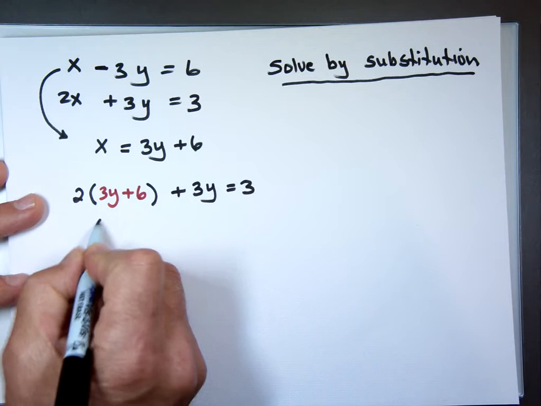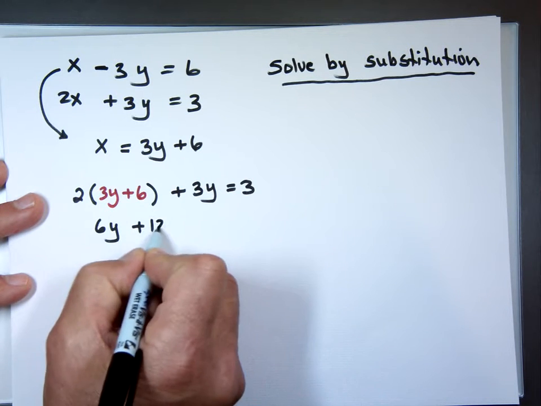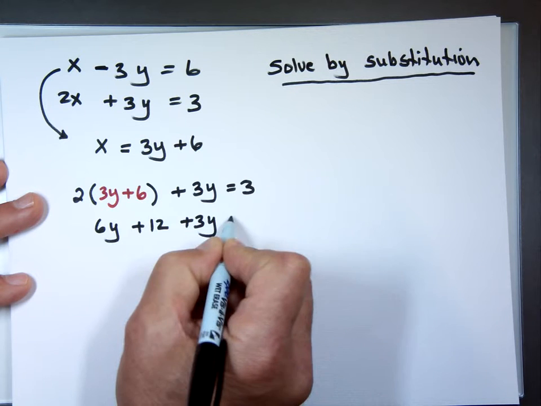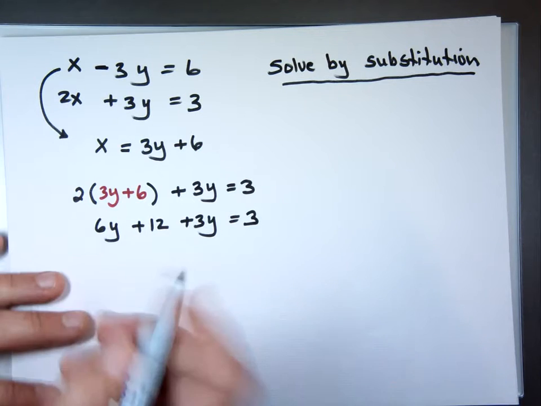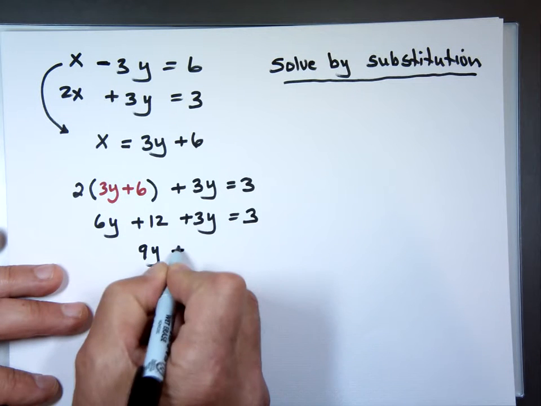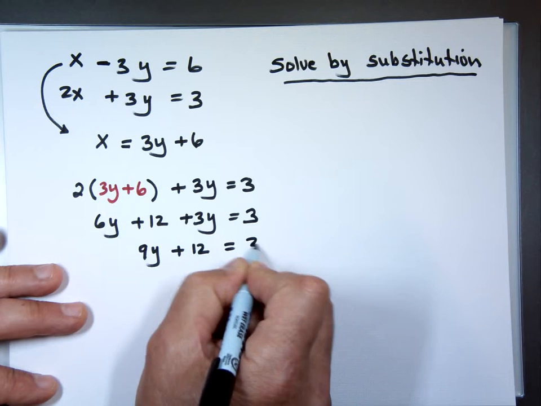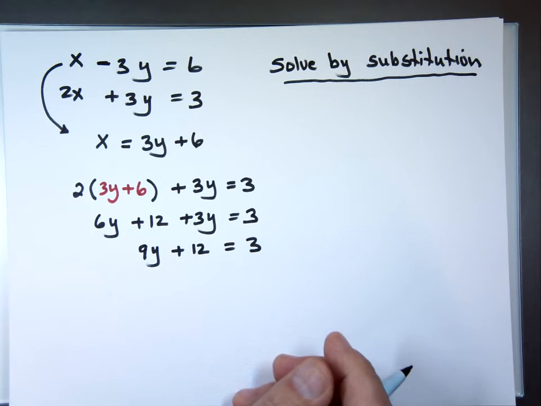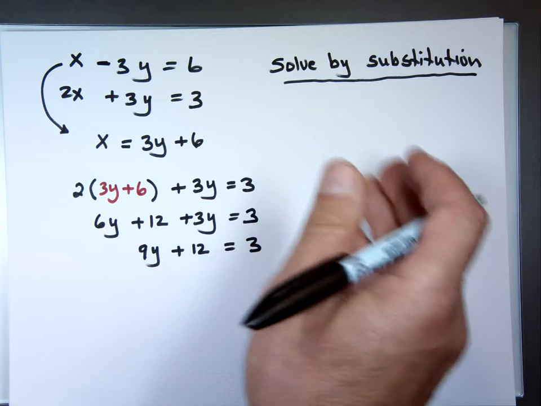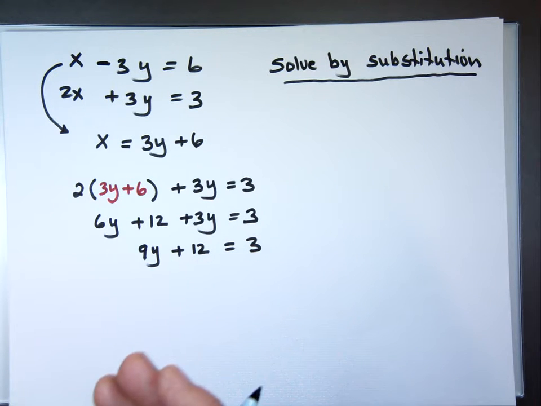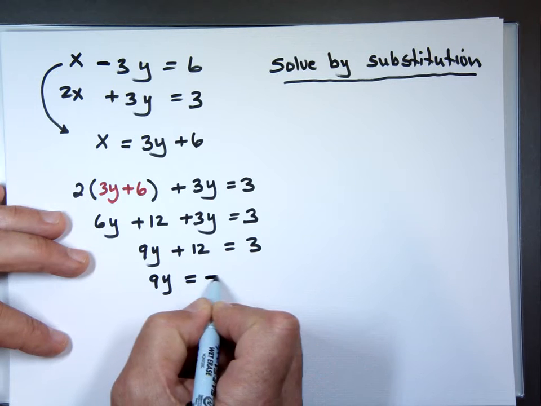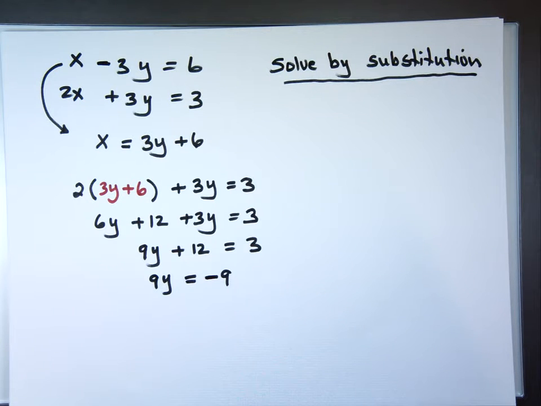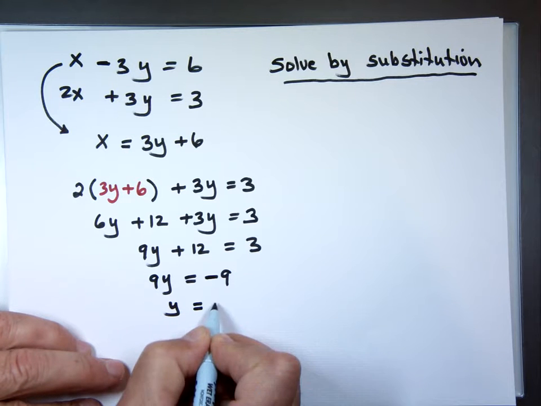2 times 3y is what? 6y plus 12 plus 3y equals 3. 6y plus 3y is what? 9y plus 12 equals 3. Now to solve for y, we need to take the 12 to the other side, turn it to negative 12. Change side, change sign. So 9y equals what? Negative 9. Do you agree with that, negative 9? What's y equal to? Negative 1.